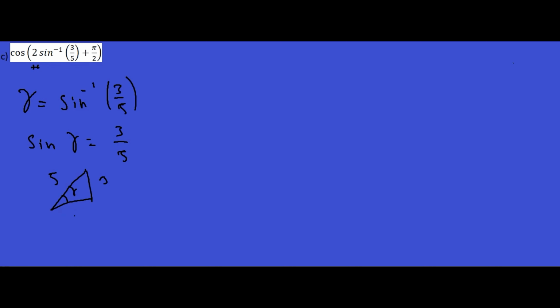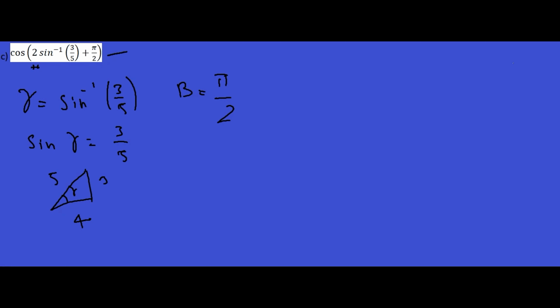So 5 squared is 25 minus 9. What we get is 16, and then we get 4 here. Yes. Then okay, it will just be easier.